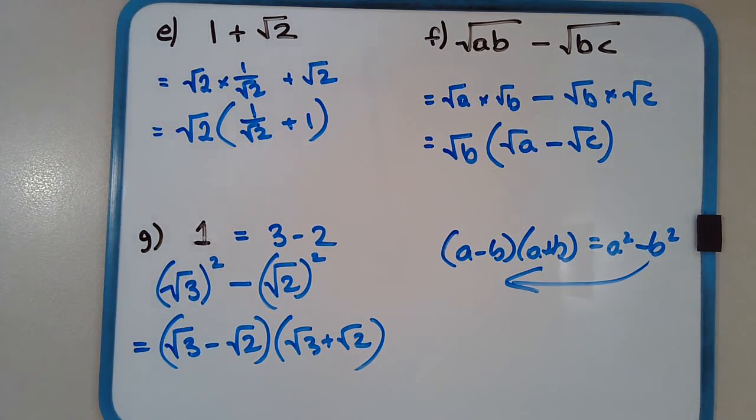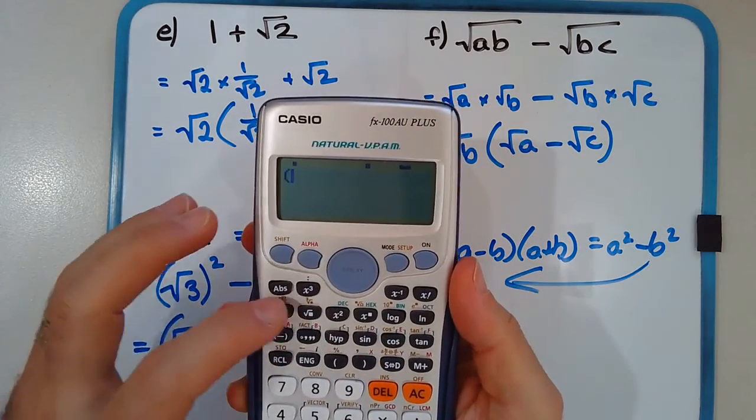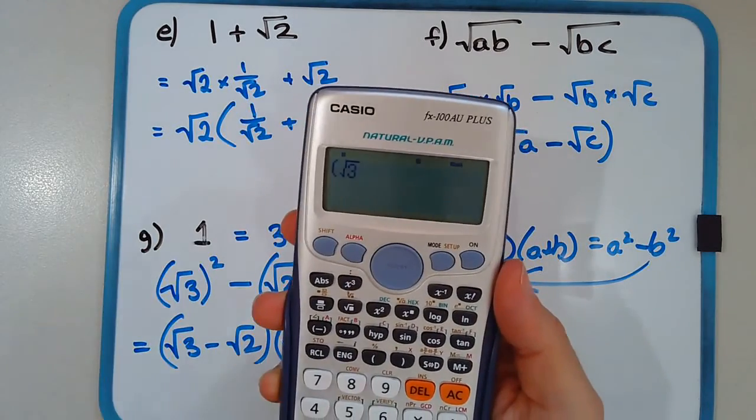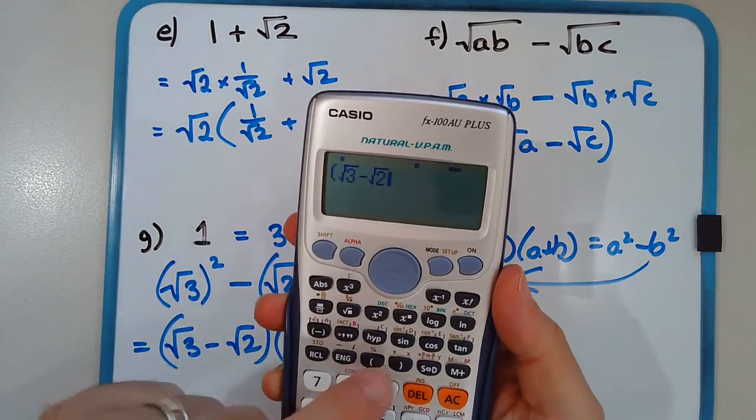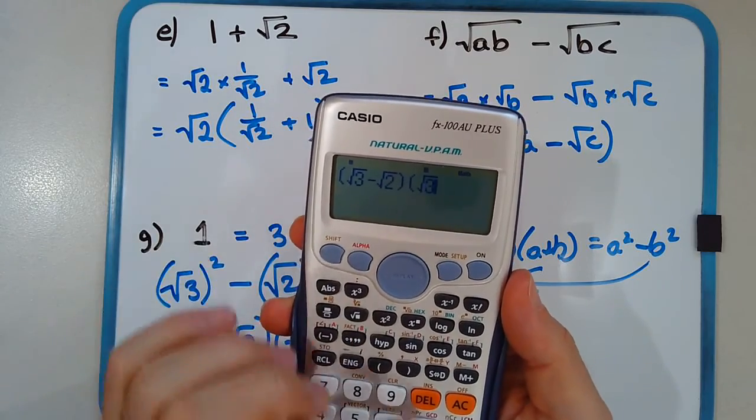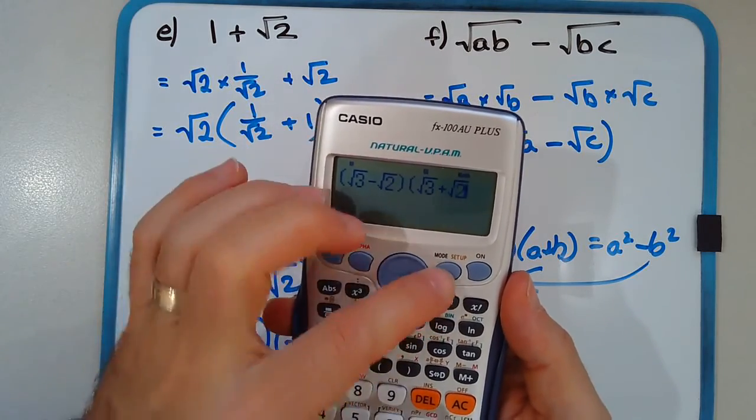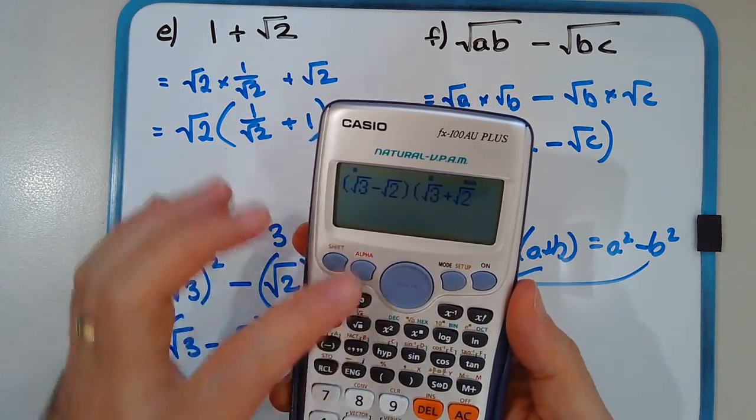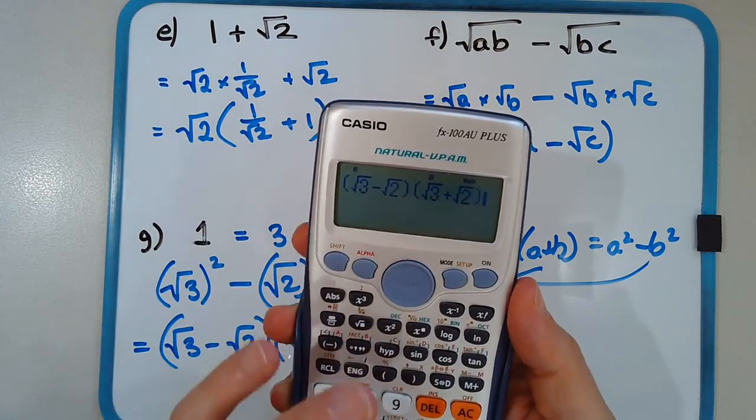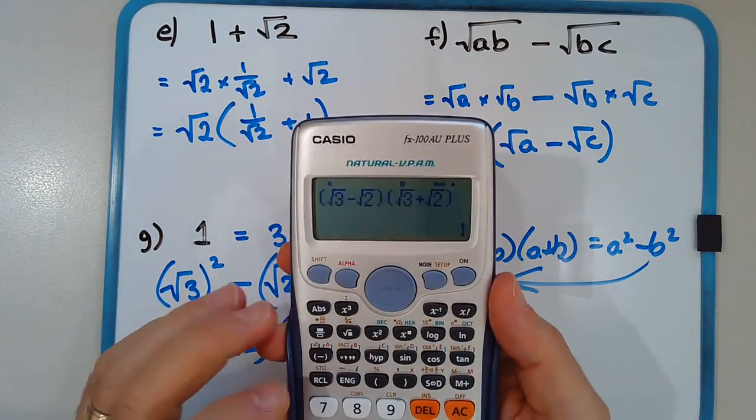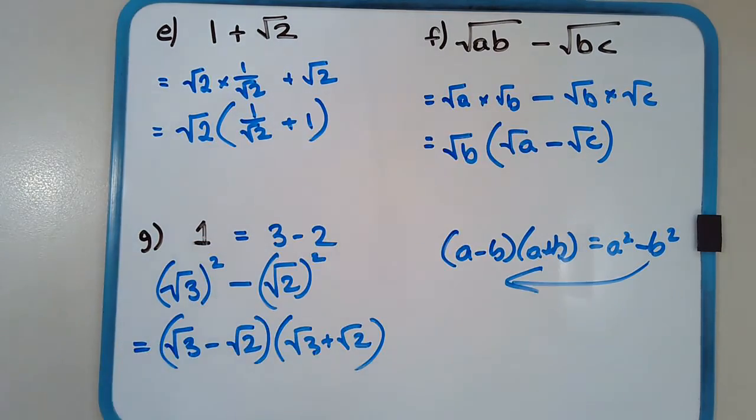And if you're not convinced, let's enter this into the calculator, and let's see what we get. All right, so root 3 plus root 2. And we get 1. All right, which I think is pretty nifty. What use is that? Well, I don't know. Might not have any use at all.